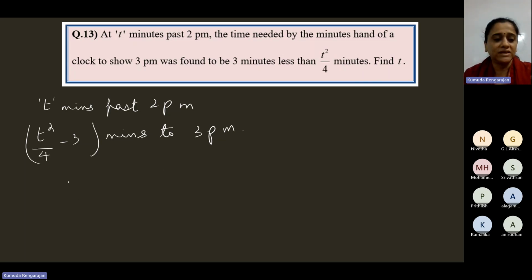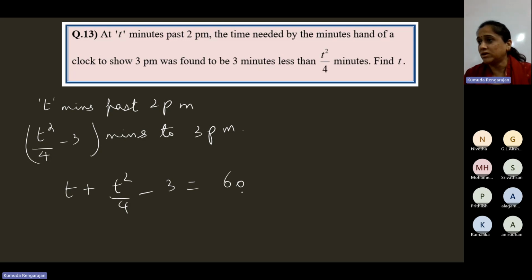Now if you add these two, T plus T square by 4 minus 3, it's equal to 60 minutes. You must say minutes only. You should not write 1 hour, because this is in minutes and this is also in minutes. Minutes plus minutes is equal to minutes. So you read and understand. It is T minutes past 2 p.m. and it is T square by 4 minus 3 minutes to 3 p.m. When you add these two, it will be equal to 60 minutes.